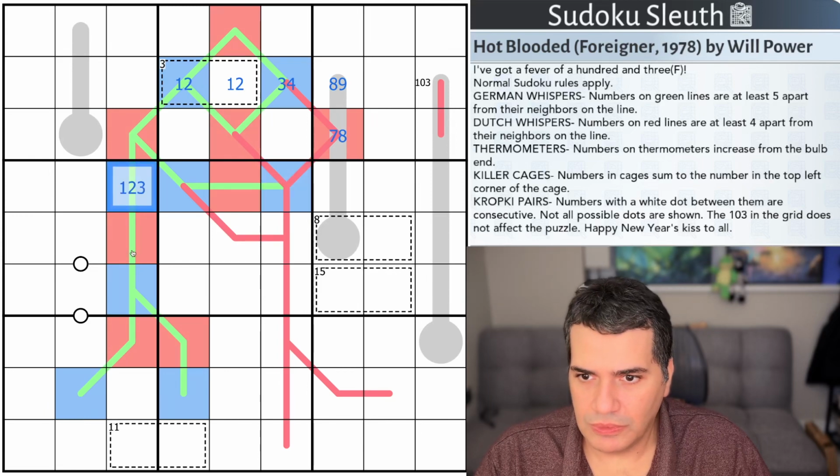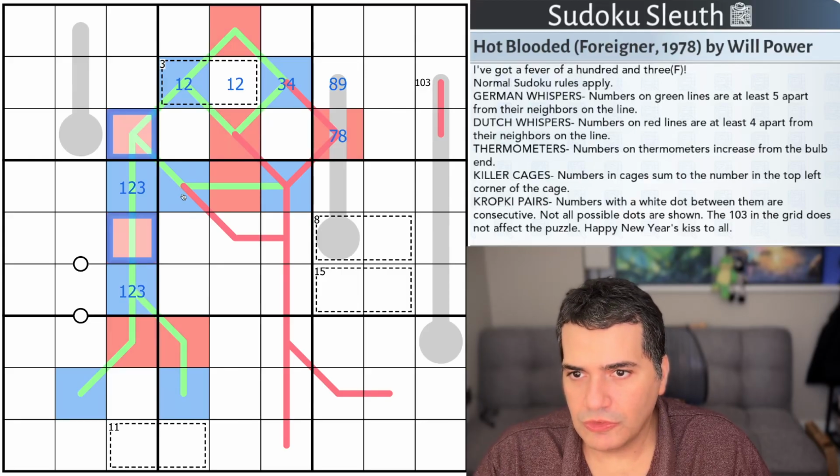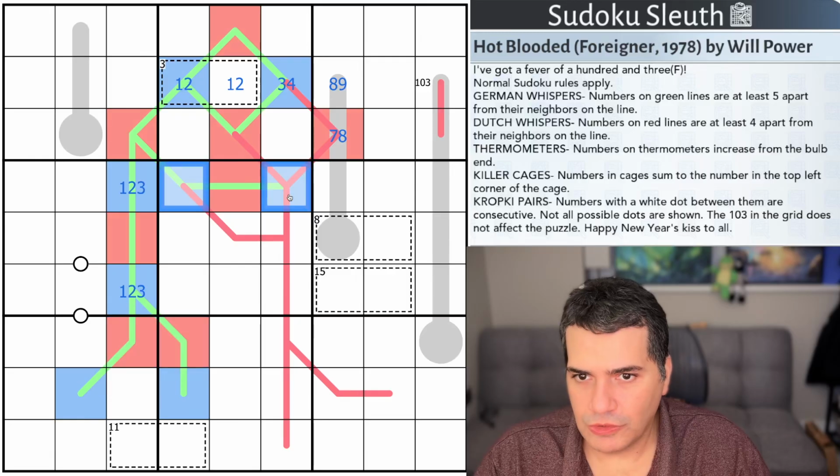Right, 1, 2, 3. Because you've got 2 neighbors that see each other, that can't be a double 9 if this is 4. Same is true in here. These two cells see each other. Unfortunately, either of these could be a 4.